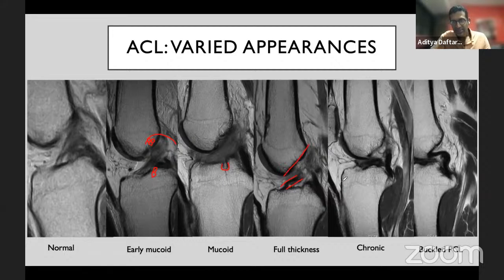And if you look at these images here, you can see that the tibia has moved forward a little bit in relation to the femur. And you can see that the PCL is buckled like this. It's a right angle appearance. And this is because this tibia has moved forward that this PCL gets buckled. So the buckled PCL sign comes from that.